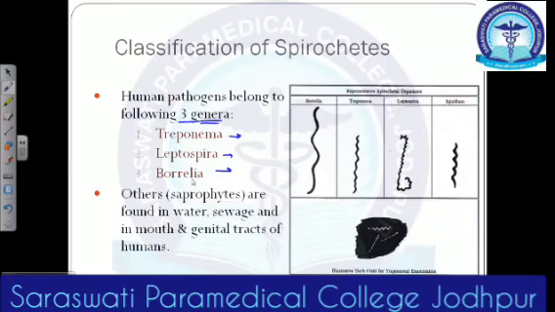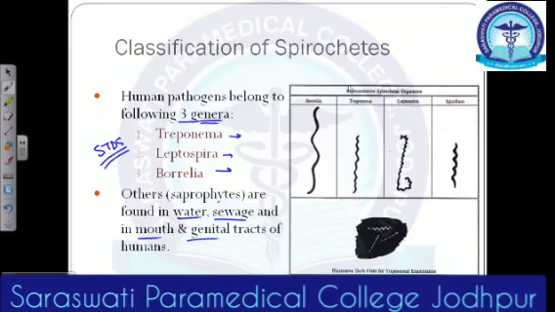Others are found in water, sewage, and in the mouth and genital tract of human beings, right? Usually they are present in environmental regions. They are found in water and sewage if it is not properly treated. If the sewage water is not properly treated and returns to our homes and we use it, then they can also be found in our mouth and genital tracts, and they are related to most STDs, or sexually transmitted diseases. That's why they are very important to study.